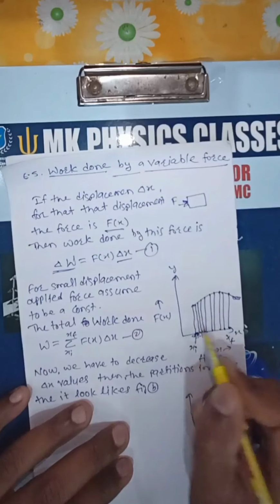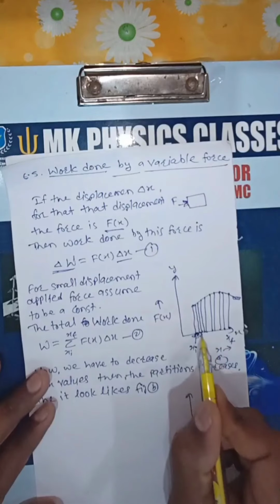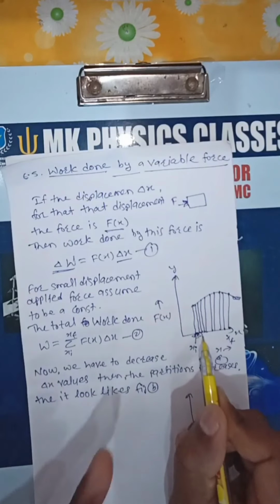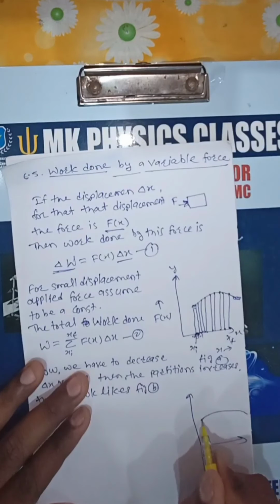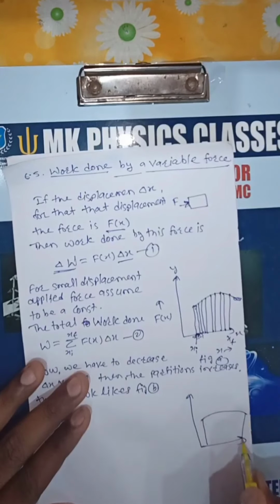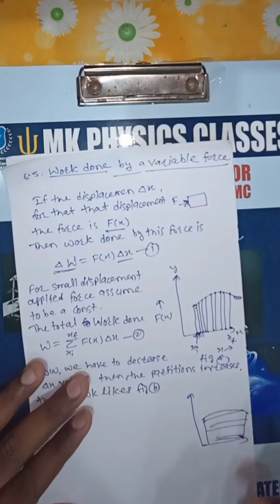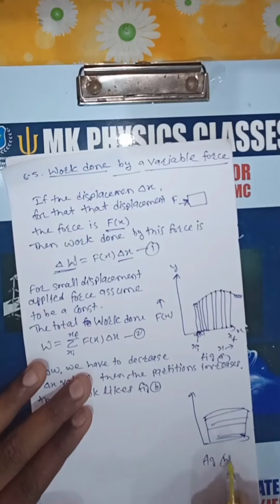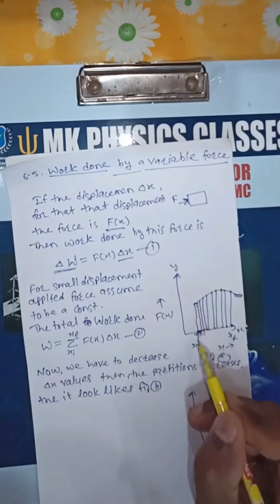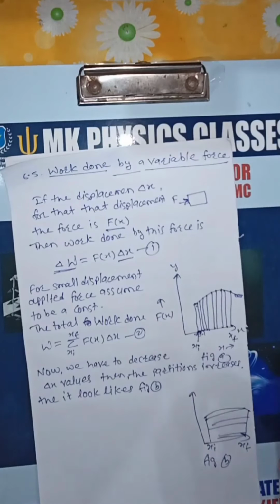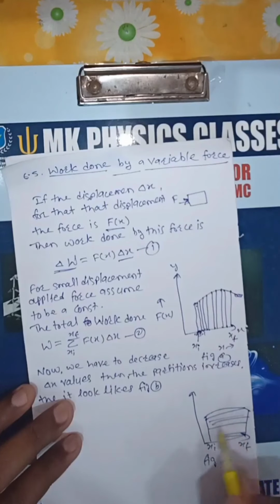Then if you increase the partitions, it means delta x is decreased, meaning small delta x, and this is the total work done. Now this is looking like figure B, where this is xi and this is xf. If we increase the partitions, meaning we decrease the delta x value, then all those small partitions together become a smooth plane.